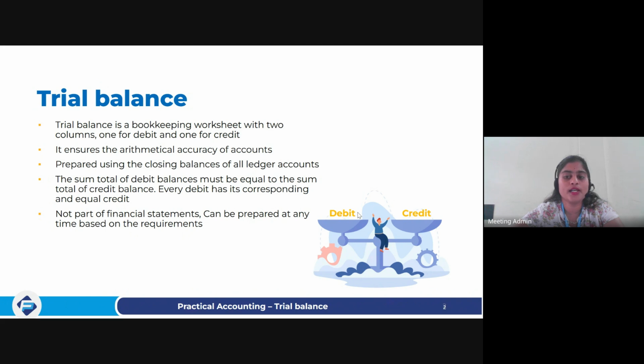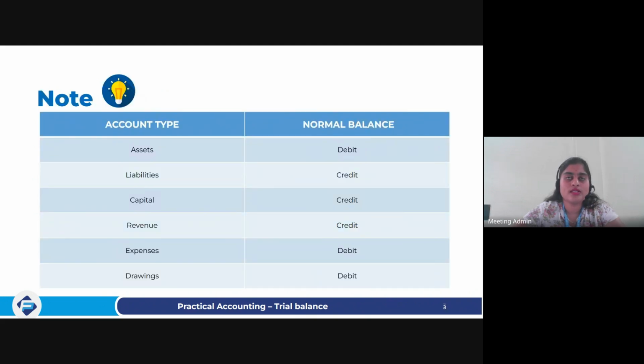As we already know, the debit side as well as the credit side should be equal, and it is not a part of the financial statements; it can be prepared based on requirement. If you want, you can go ahead with this, or else you can just leave it. It's just a trial for your sake. If you do this, it's actually best, because we can easily analyze what you have made wrong. That's why we use the trial balance. So this is about the same as the ledger. If you want, you can take a snapshot. Assets are debits, liabilities credit, capital credit, revenue credit, expenses come under debit, and drawings come under debit.